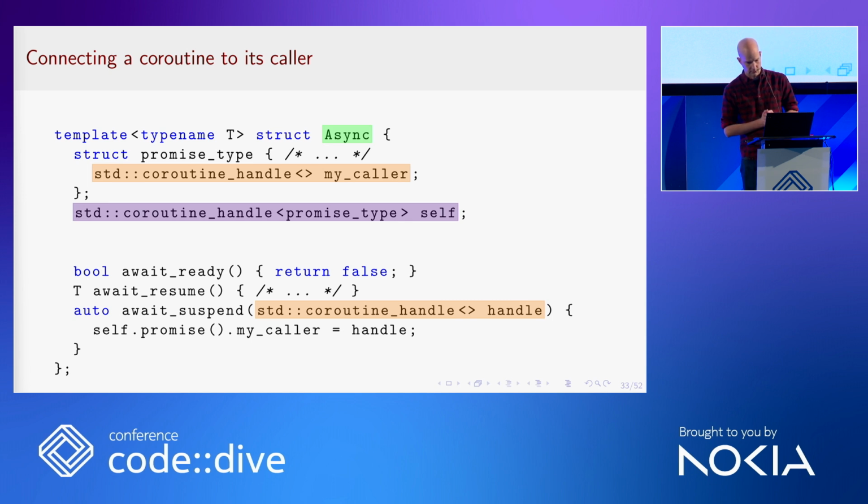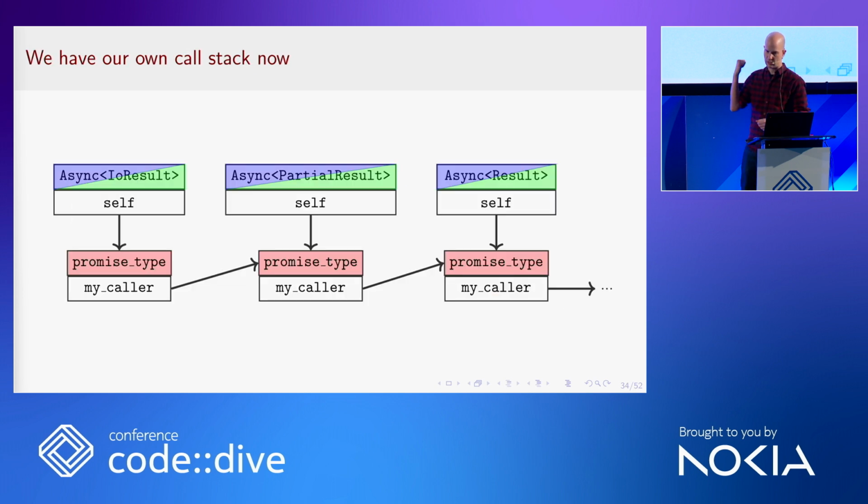And if you now play this through repeatedly, right, you go through this little dance at different layers of always storing these two handles, and you draw a little picture of this, then you will get this, right? So each async object points to a promise, and the promise has a coroutine handle that points to its caller. And this is very similar to what we had before with our call stack. So we're up to something here.